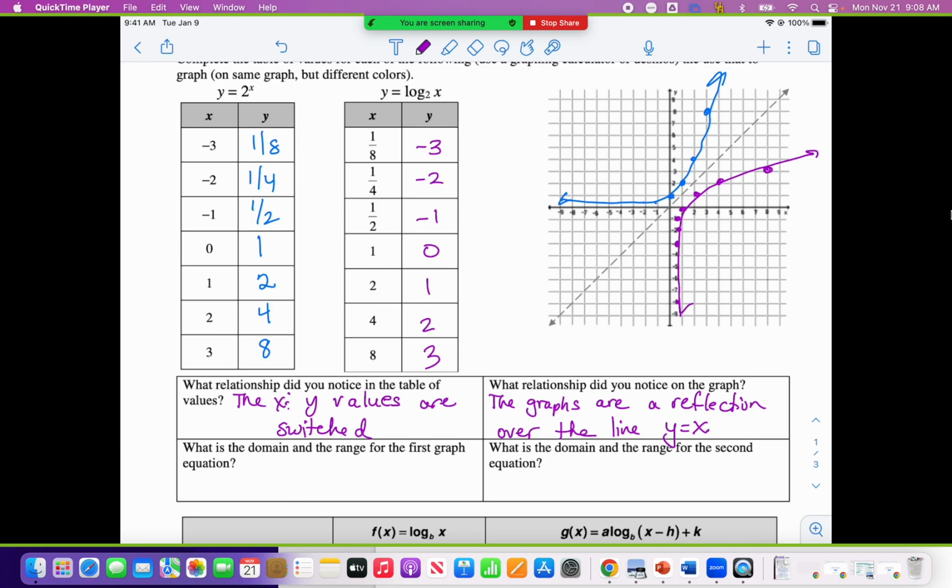All right, I'm going to pause a moment, and I want you to tell me the domain and range of our graph on the left, y equals 2 to the x. And then I want you to tell me on the right side, what is the domain and range of the log graph? And I want you to stop and think about what we did with inverses and why those domain and ranges are what they are.